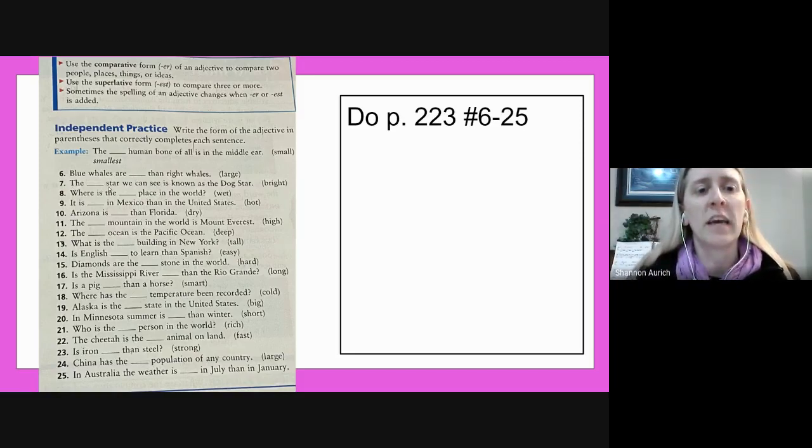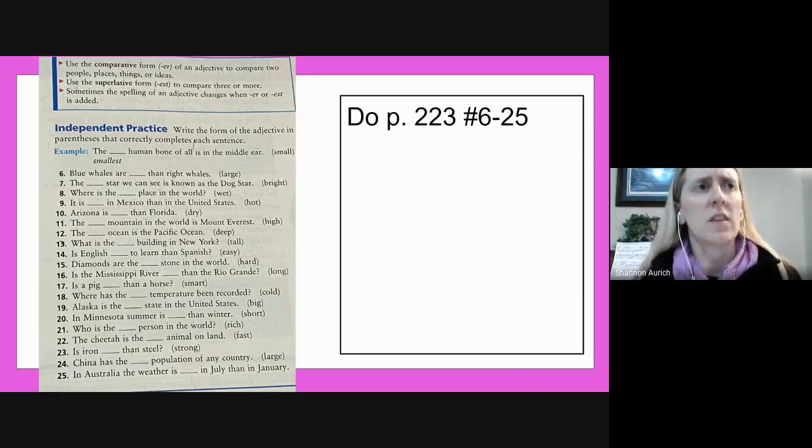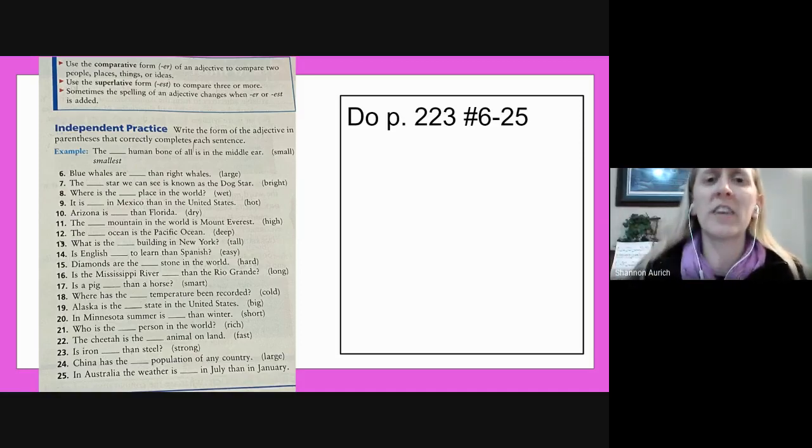Number 7, the blank star we can see is known as the dog star. Well, let's see. How many stars are in the sky? This reminds me of the story of Abraham when God promised to make his descendants as multiple as the stars or more vast than the stars. So there's a lot of stars. So we're comparing 1 star, the dog star, to a huge variety of stars. So we need to use the superlative form. We need to use the EST ending. So bright is the word we need to use. The brightest star we can see is known as the dog star.